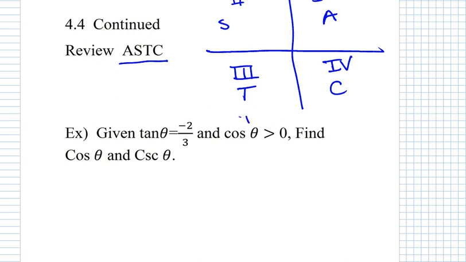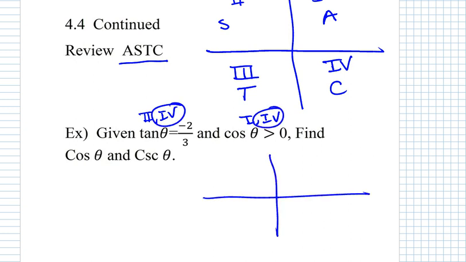Well, the cosine is positive in the first and the fourth, and the tangent is negative in the second and the fourth. So we know that this picture has to be drawn in the fourth quadrant. With our reference angle right here. And remember, since tangent is y over x, that we have negative 2 and 3.